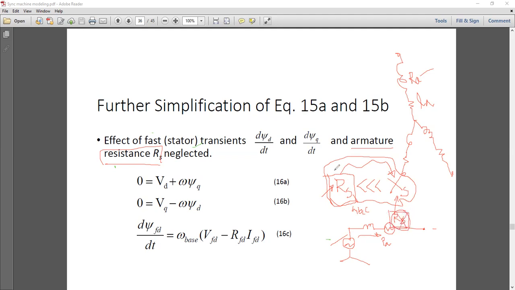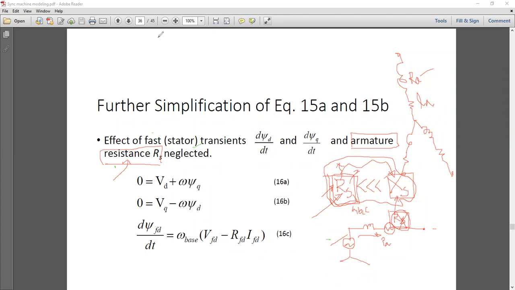Yes, so that's why you don't want this RS to be of the same size or value as XS. Intentionally we keep it small while we design. We can't make it exactly 0 because there is no ideal coil in the real world, so there would be some R, but that R should be kept to a minimum. That's why neglecting this armature resistance is a valid assumption, because in general, RS is very, very much less than XS.